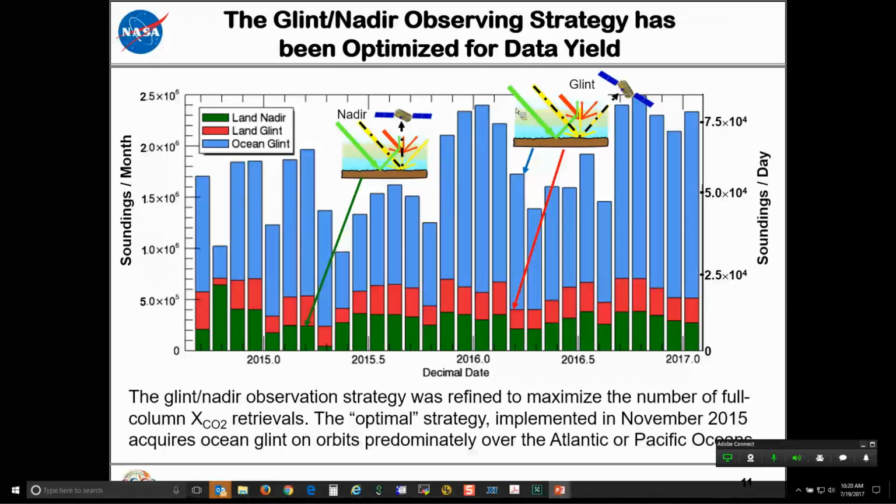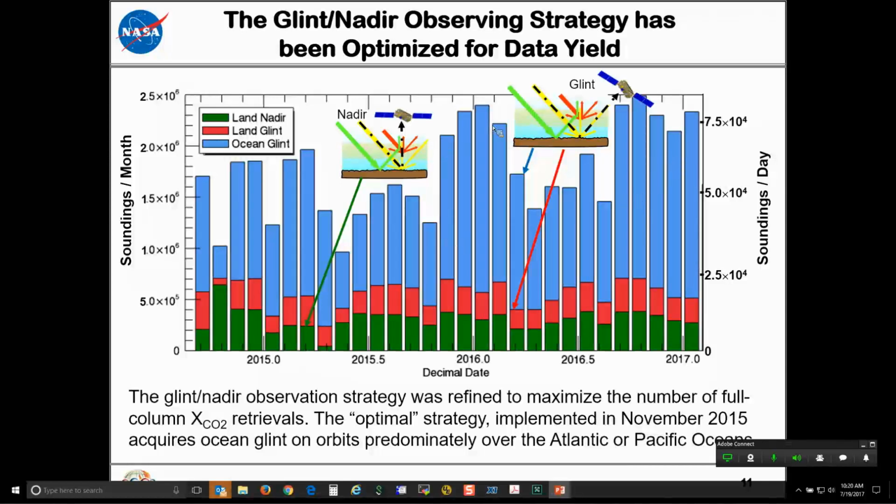So we've managed to optimize the observing strategy during the mission. As you can see, early in the mission, we got fewer measurements than we're getting now. Basically, we now operate the system so that when it's on an orbit that is predominantly over the ocean, we always take glint measurements. In the past, we either alternated between glint and nadir on 16-day repeat cycles, or alternated on alternate orbits.